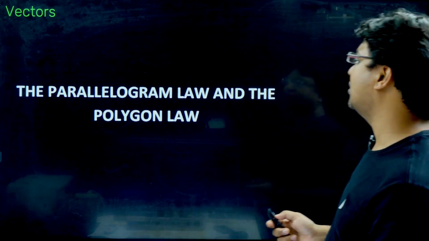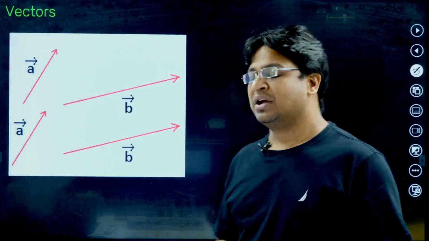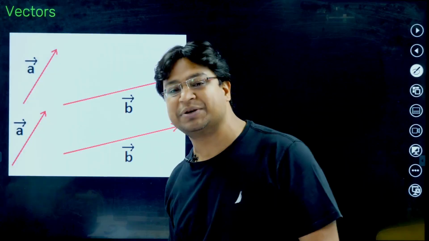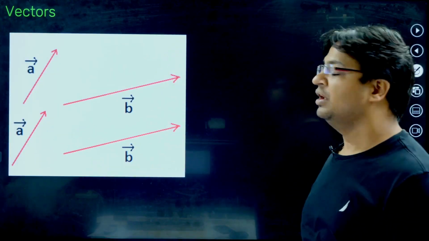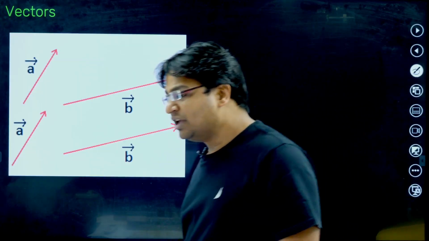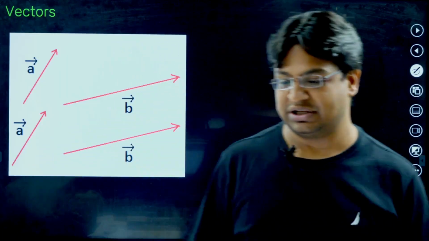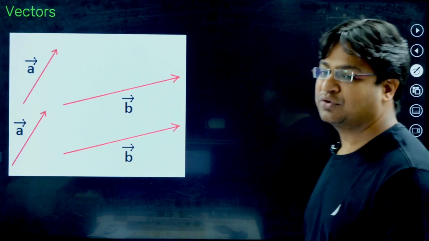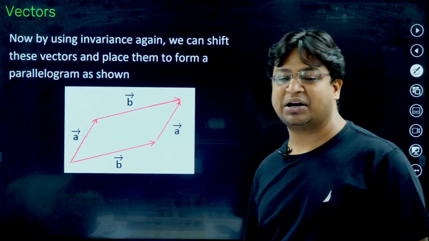Now let's talk about the parallelogram and the polygon law. What is the parallelogram law? Let's say we have two vectors a and b, and I created copies of both the vectors, one copy of a and one copy of b. Now I have four sides, and think about this: can I use these four sides to create a parallelogram? Most certainly I will be able to do it, and this is how the parallelogram will look.